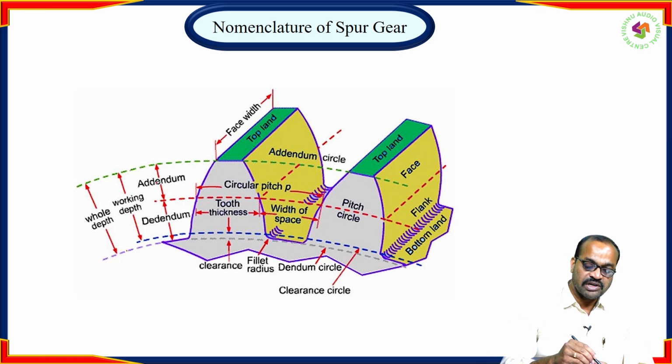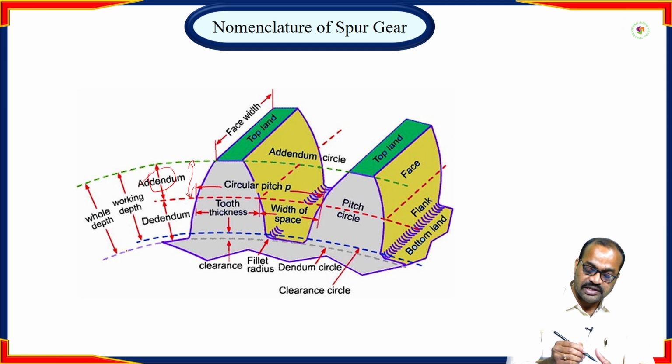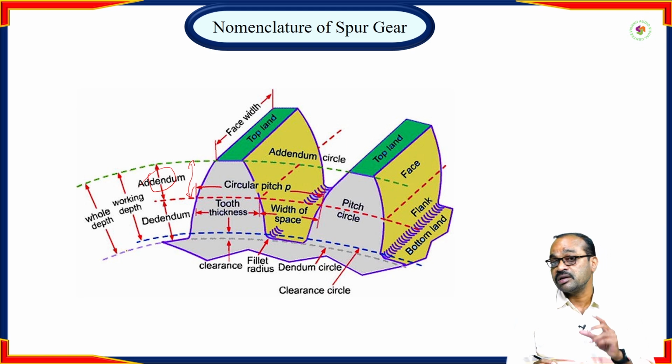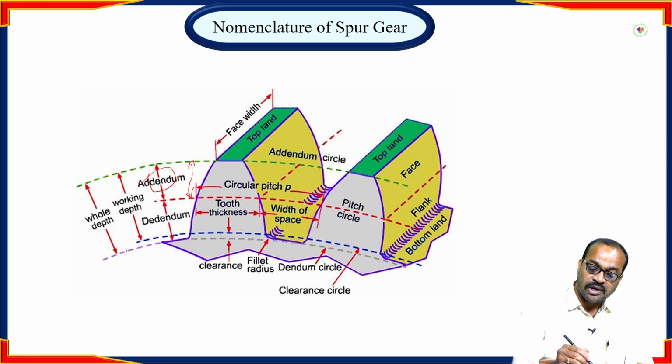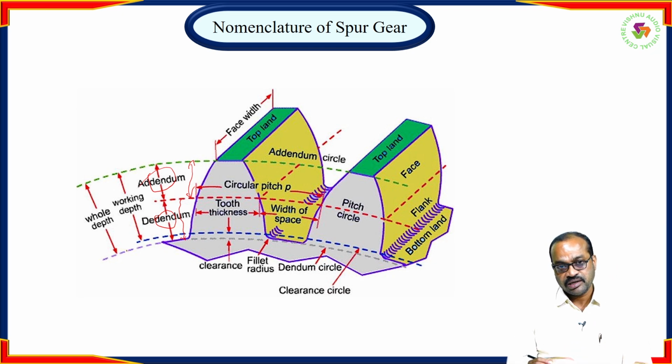You can see, first I will take addendum. The radial distance between the top of the teeth to the middle of the teeth is called addendum. I am using the word radial distance, not just distance. In the same way, the radial distance between the middle and the bottom of the teeth is called dedendum. Okay, is it clear? Addendum and dedendum are very important terminology in gears.